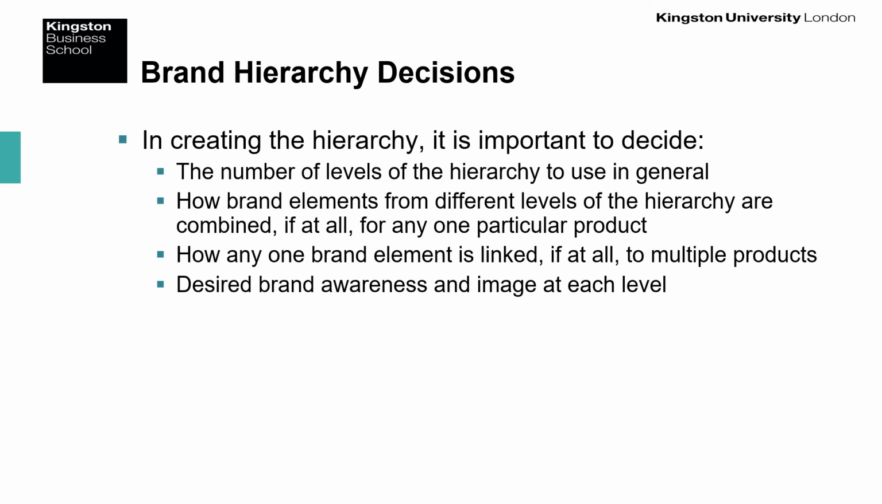So there's no law that says you have to use all of the levels in the hierarchy. And in creating your brand hierarchy, you have some important decisions to make. How many levels do you actually need? How are the brand elements from different levels of the hierarchy going to be combined, if indeed they are going to be combined, for any one particular product? How is any one given brand element going to be linked, if it is at all, across multiple products? And how is this going to help you to create the desired brand awareness and brand image at each level?